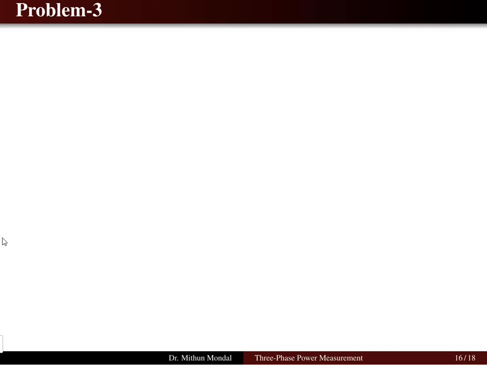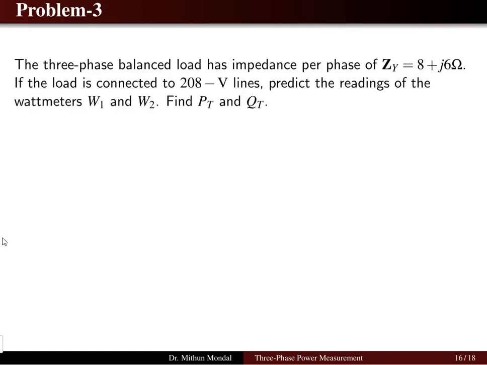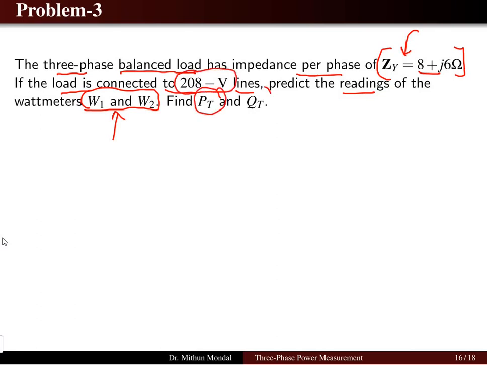Next problem, problem number 3. So we have a balanced load, and the load is 3-phase in nature. The per phase impedance is given to be 8 plus J6 ohms. If the load is connected to 208 volt lines, predict the reading of the wattmeters W1 and W2. So 2 wattmeters are there, W1 and W2. We have to find their readings. The per phase impedance of the load is given and the supply voltage is given, 208 volt. And also determine the real power and the reactive power of the three-phase system.